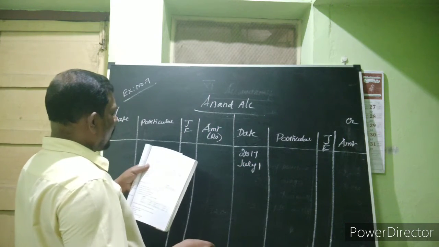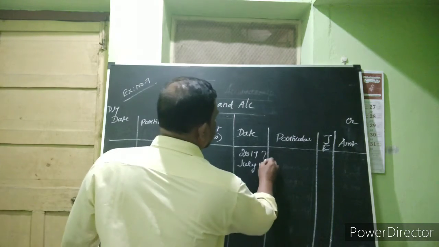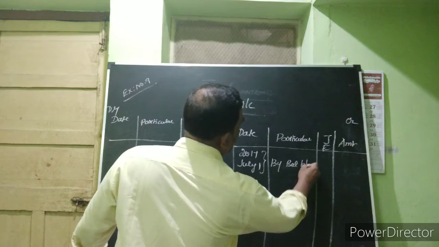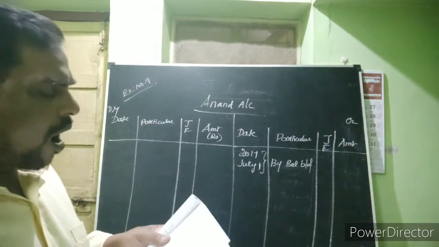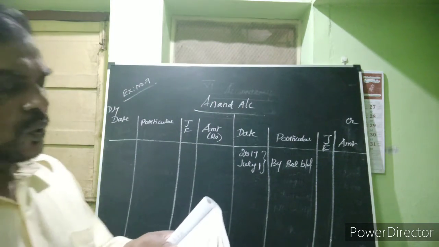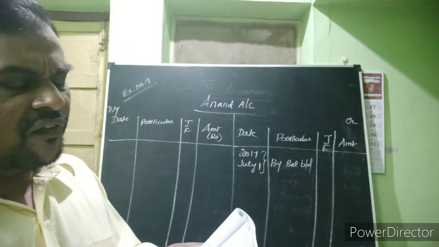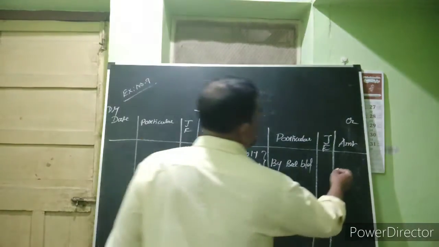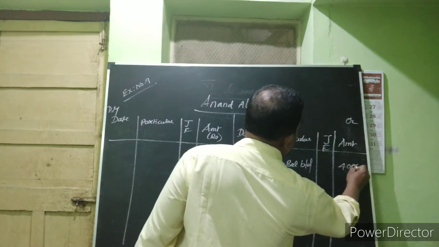Okay, amount entry is what? By balance brought down, because Anand's credit balance account is showing here. So the credit balance of Anand's account is rupees 4,000. So 4,000 rupees you have to put here.